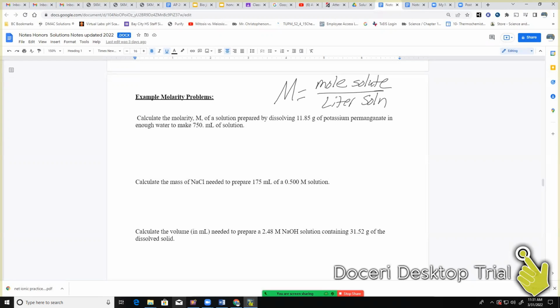So we're going to look at this one: calculate the molarity of a solution prepared by dissolving 11.85 grams of potassium permanganate in enough water to make 750 mL. I'm going to change that to 0.750 liters because I have to have it in liters. If we look at our formula, there's nothing about grams, but if I have grams and I know my compound, I can easily figure out how many moles that is. So we have to start there.